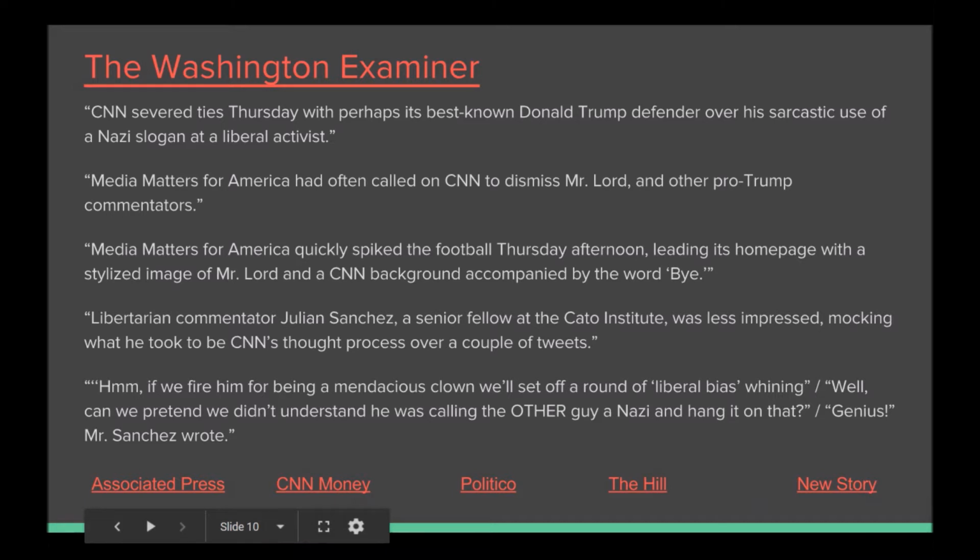Going to go to the Washington Examiner next. So the Washington Examiner is actually a right-wing organization, and they're the ones who mentioned, or at least stated, that Lord's use of the Nazi slogan was sarcastic. CNN severed ties. They mentioned the same deal about Media Matters, calling for CNN to dismiss Lord. Then they add Media Matters for America quickly spiked the football Thursday afternoon, leading its homepage with a stylized image of Mr. Lord and a CNN background, accompanied by the word "bye." So this is something we actually have not seen in any of the other organizations' coverage. So this is one thing specific and unique to the Washington Examiner. Then they add context or quotes by a libertarian commentator named Julian Sanchez. And you add a quote from there.